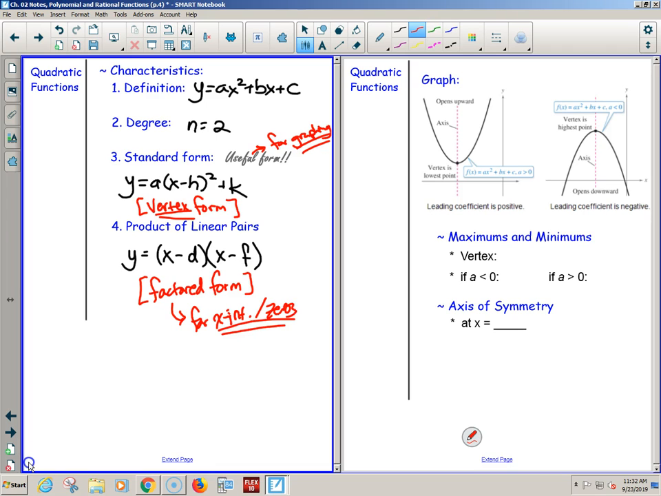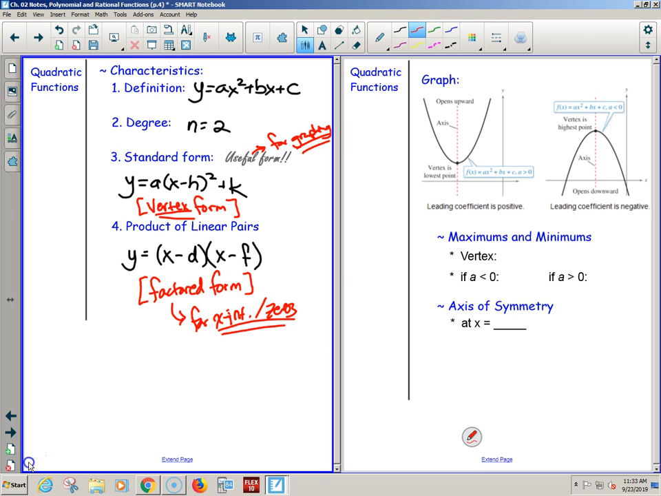So different forms are useful for different things. Vertex form is useful for graphing and for finding the vertex, the maximum or the minimum, which on your worksheet is a big deal. Factored form is useful for finding the zeros, but can every quadratic be written in factored form? No. Hence why we talked about the quadratic formula for quite a bit on Friday.